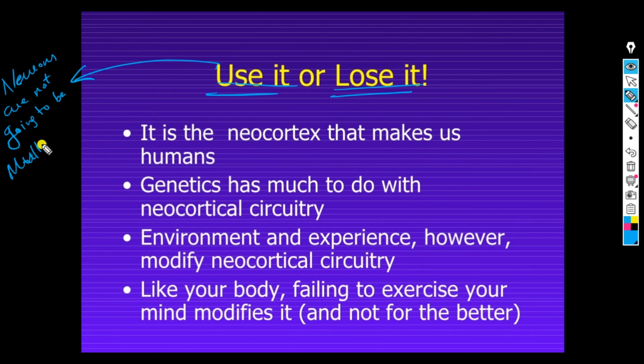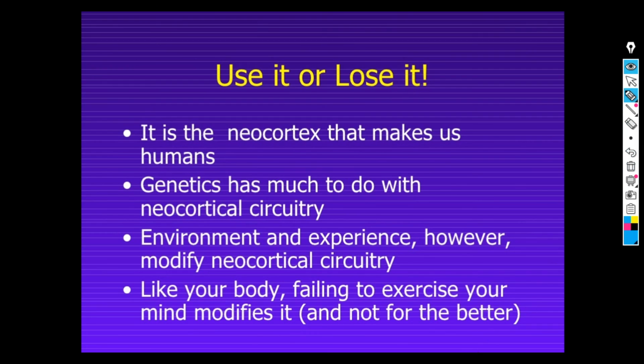So it is the neocortex that makes us human. Genetics has much to do with neocortical circuitry. Environment and experience, however, modify neocortical circuitry. Like your body failing to exercise, your mind modifies it, and not for the better.